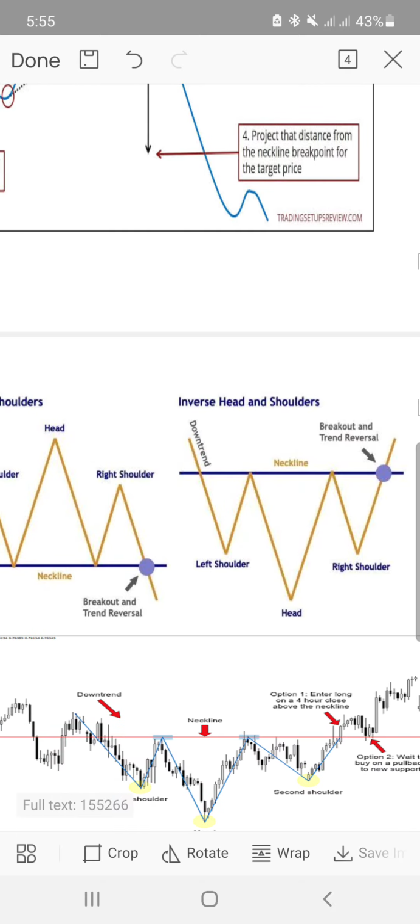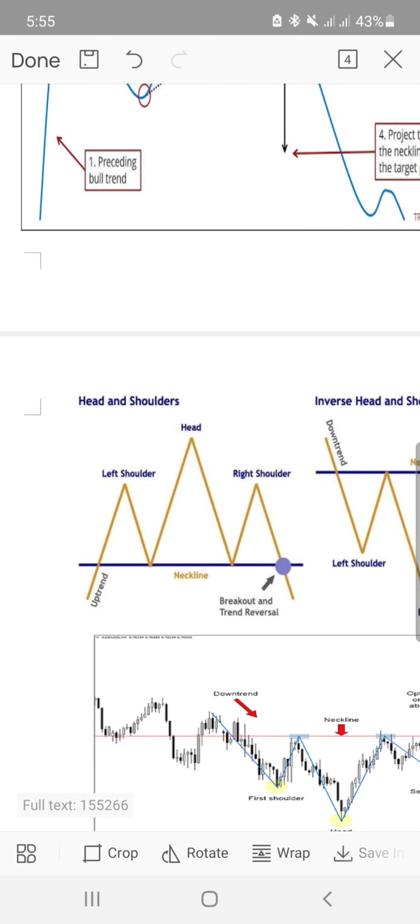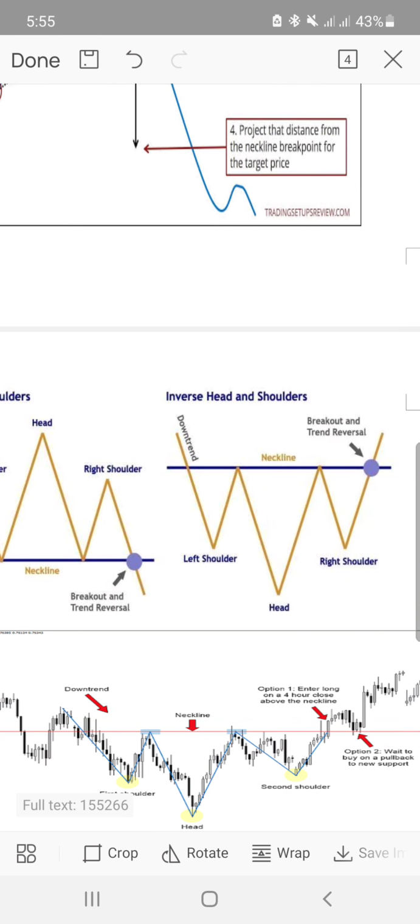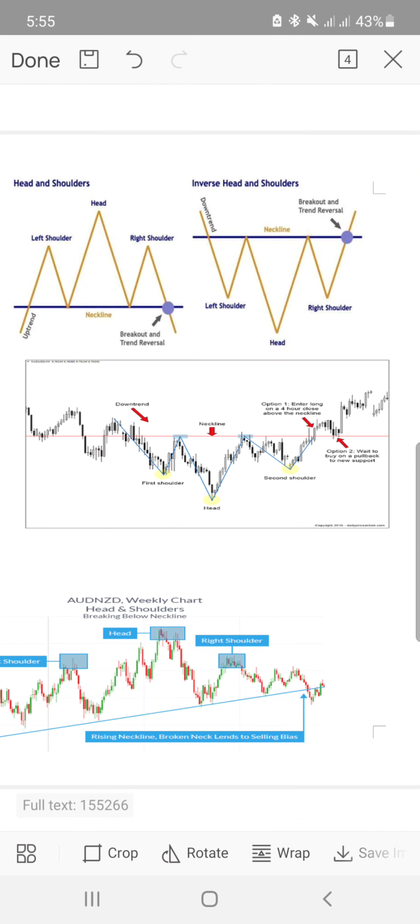Then this is head and shoulder for markets that is buying, right? Then inverse head and shoulder, remember I said for markets that is selling, for bearish markets, right? So these are just more diagrams. This is just another diagram for inverse head and shoulder, that is for bearish markets.